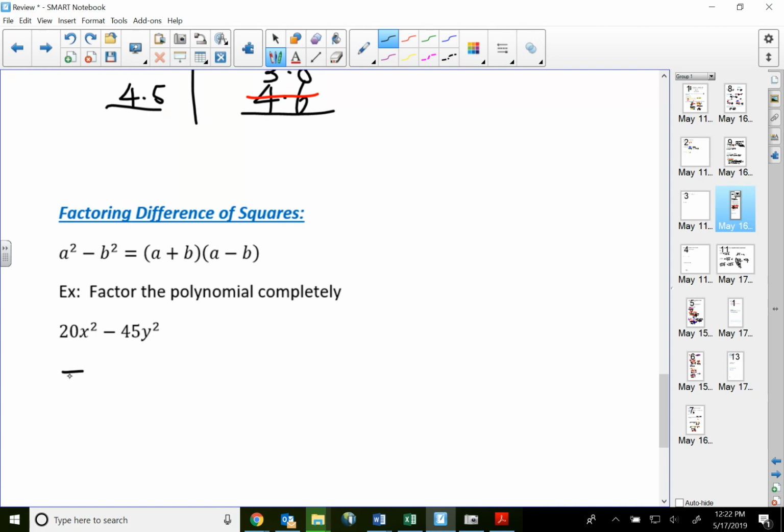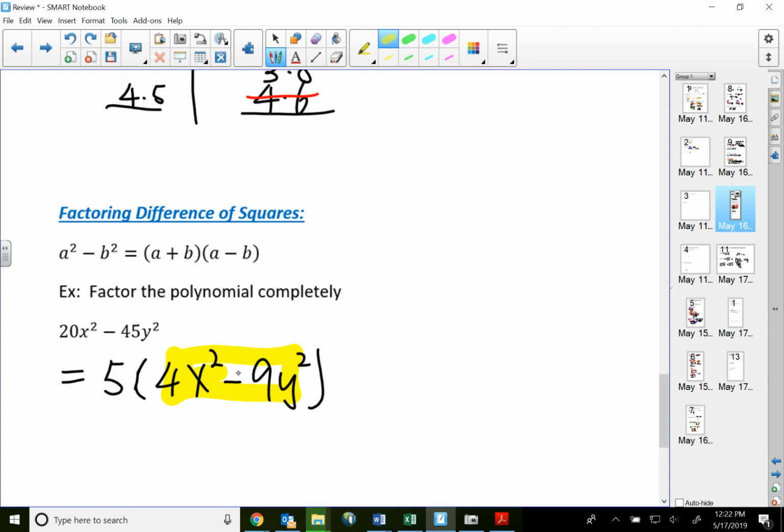But if I factor out the greatest common factor of 5, then what's inside the parentheses should be 4x squared minus 9y squared. So that's the reason why earlier I said the way to check your answer is to always check what's inside the parentheses. What I got inside the parentheses is actually a difference of squares.